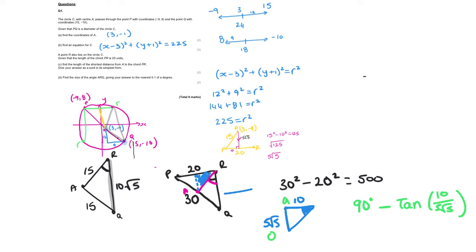Which does not make sense. 5 root 5, 10. Oh, you know why? Because this is opposite over adjacent, 5 root 5 over 10. So 90 minus shift tan. This is really good: always look at your answer and think, does it make sense? This is why sometimes it's best to write everything out so you know you've done it right. So you get 41.8 degrees. And there we have it. There's our angle to 1 degree.